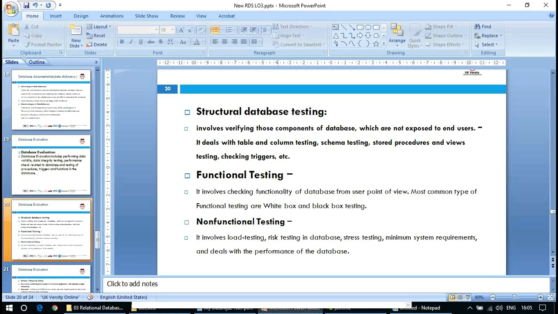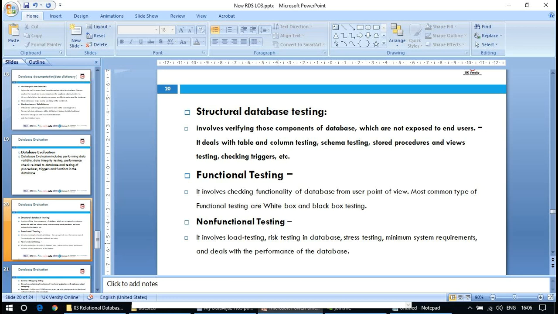So normally, some websites get slow. Why do they get slow? Because the number of people accessing it is large, they become slow. So non-functional testing is basically load testing, because you are not testing the database directly, but you are increasing the load on it and you are observing the performance. That is non-functional testing.